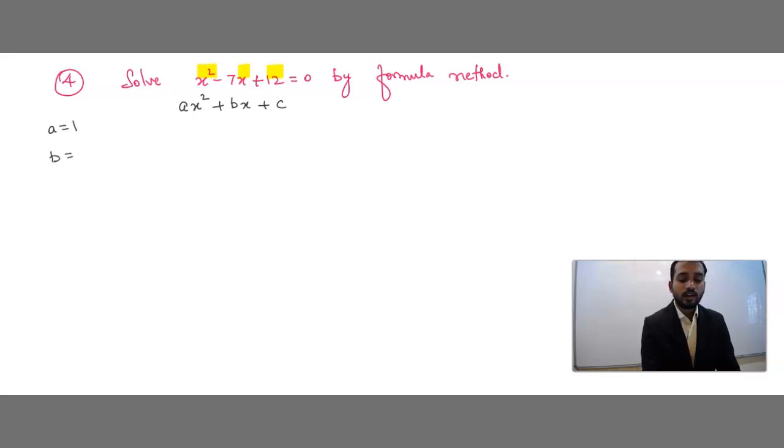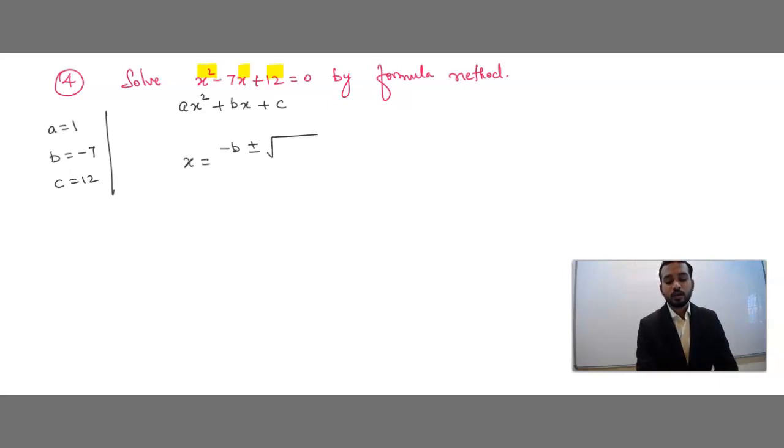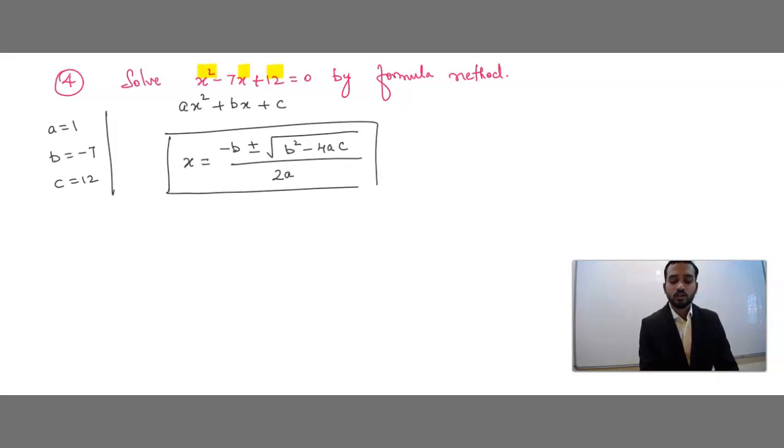And the value of b is minus 7. The value of c is plus 12. So these are the values of a, b, c. So what is the quadratic formula? x is equals to minus b plus or minus root of b square minus 4ac, whole divided by 2a. So this is our quadratic formula.